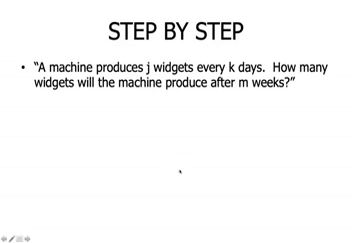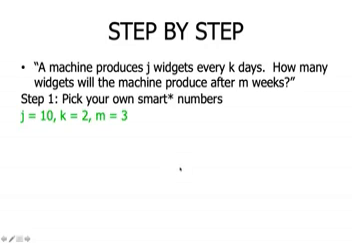So step 1 is pick your own smart numbers. What do I mean by smart numbers? Well, we'll talk about that in a little bit. Some numbers are better to pick than others, but for now, we'll just say pick any number you want. Let's say that J equals 10, K equals 2, and M equals 3. So from now on in the problem, these are concrete. The machine produces 10 widgets every 2 days. So how many widgets will the machine produce in 3 weeks?